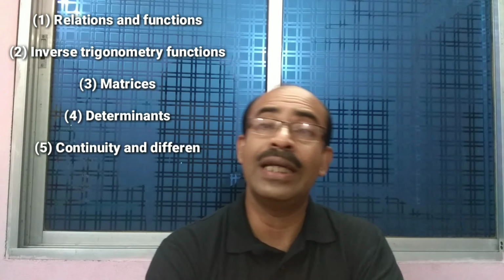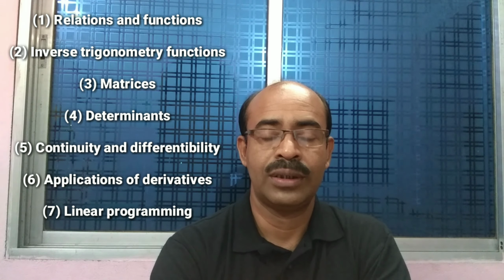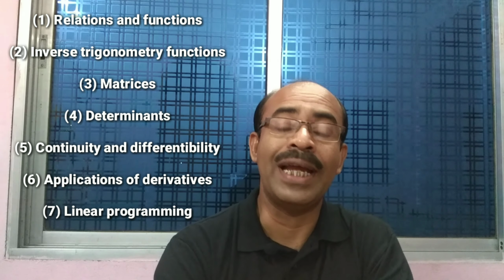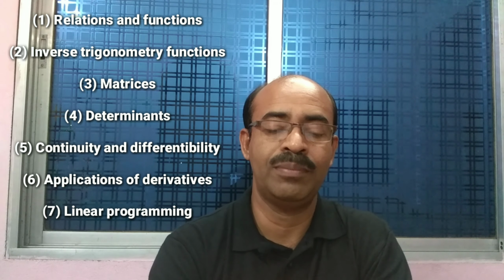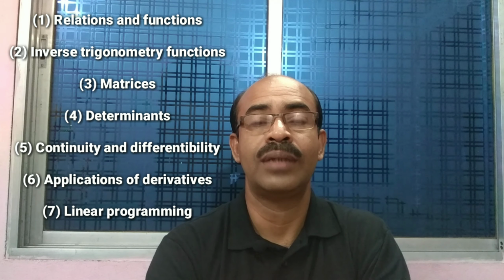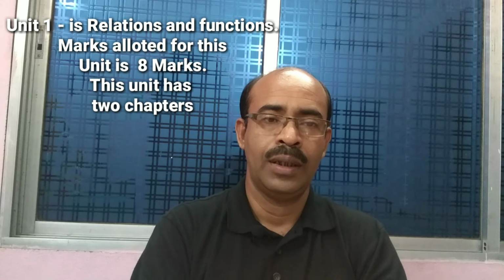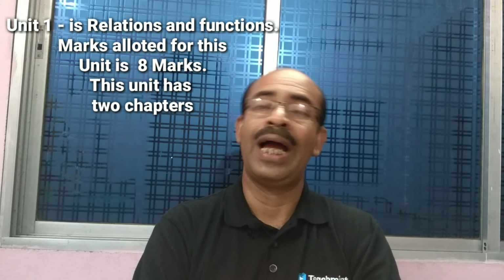Now, for 40 marks in Term 1, the chapters included in the syllabus are Relation and Function, Inverse Trigonometric Functions, Matrices, Determinants, Continuity and Differentiability, Applications of Derivative, and Linear Programming. These are the chapters included in the Term 1 syllabus. Now, let us know the mark distribution of the syllabus unit-wise and reduced topics.